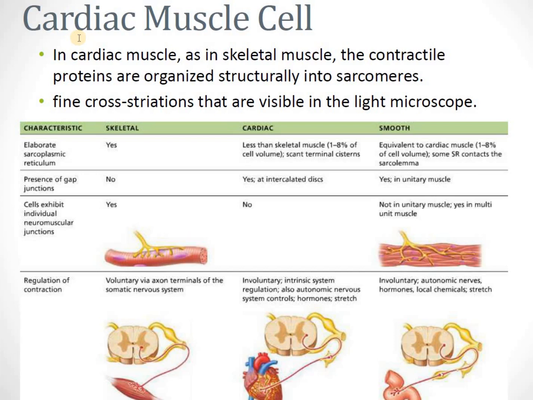Gap junctions are absent in skeletal muscle, present in cardiac muscle, and present in smooth muscle. Individual neuromuscular junctions are present for sure in skeletal muscle and smooth muscle, but not in cardiac muscle, since it is an involuntary muscle. Regulation of contraction in skeletal muscle is by the axon terminal from the somatic nervous system. Cardiac is involuntary, with intrinsic regulation, and the autonomic nervous system controls hormones and stretch. Smooth muscle is involuntary, controlled by the autonomic nervous system, hormones and local chemicals, and reacts to stretch.